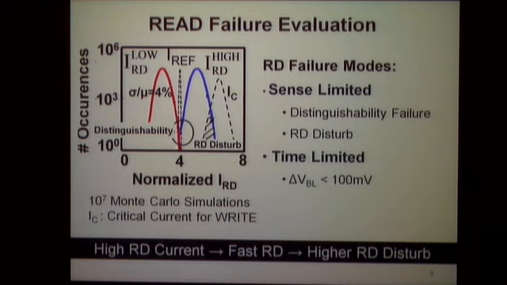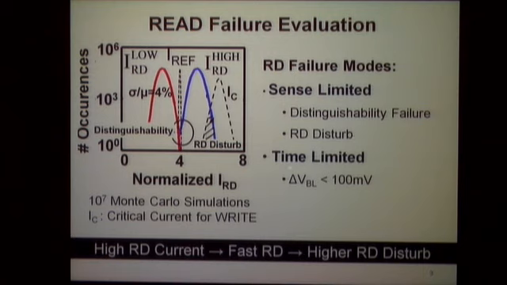So that gives us one of the failure mechanisms, which is a distinguishability failure. Then we also have something which is called the read disturb failure, which means that in the process of reading the cell, you can inadvertently write into the cell. You can flip the cell. So this is another disturb mechanism which comes very much from SRAM. It's called the read disturb mechanism.